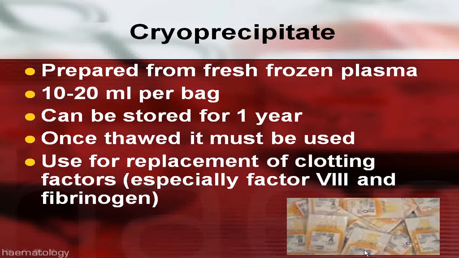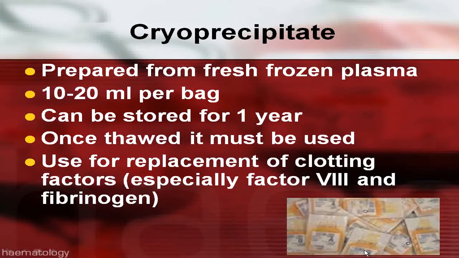Cryoprecipitate is another thing that's going to be used to replace clotting factors. It's prepared from fresh frozen plasma, because remember the plasma is where all those clotting factors were, and all that good stuff. It's usually about 10 to 20 mLs per bag, and it can be stored for up to a year. Once they thaw it, it has to be used. It's just like things in your freezer. You can't thaw things out and pop it back in. That's not good food preparation technique. You're putting it at risk for having bacteria in your foods.